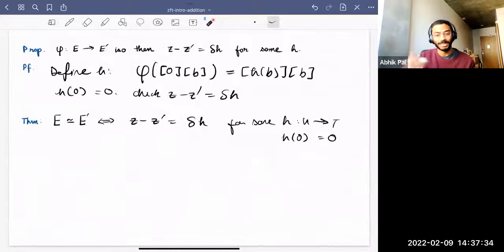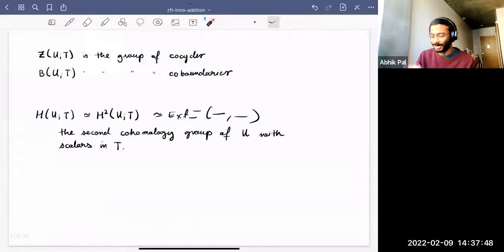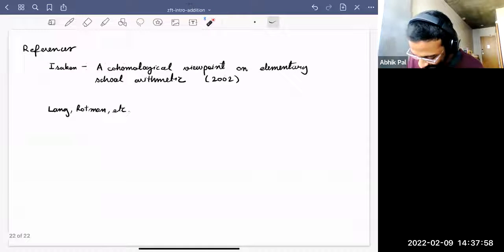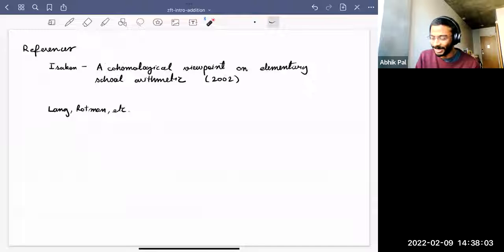And you can relax some of the assumptions that we made. You can relax the assumption that E be abelian. You can relax the assumption that my target group, my group of units, be abelian, and so on. Then you can follow essentially the same proof, like in a textbook, and get that it is the group of extensions in that case. My only reference for this entire talk is this one paper called A Cohomological Viewpoint on Elementary School Arithmetic, and of course the usual textbooks on algebra.